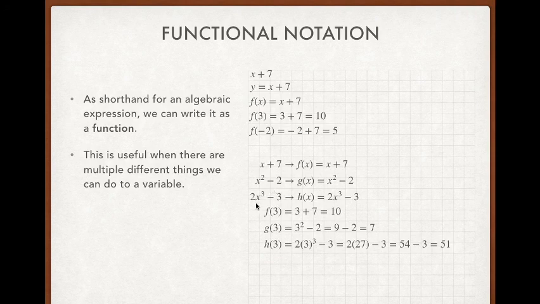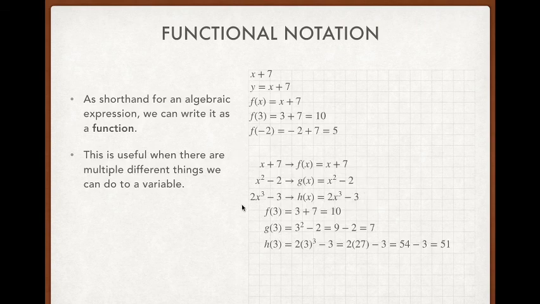Another thing we could do is cube x, multiply it by 2, and then subtract 3. We can name each of these in different ways. We can say f of x means to do x plus 7. g of x means x squared minus 2. And h of x is 2x minus 3.